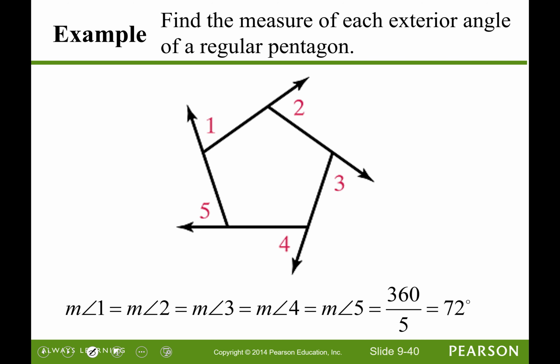Welcome back. If you came up with 72 degrees, you got it right. All of these angles add to 360. That's where this comes from. This is a regular pentagon, so all of those angles are congruent. So we can divide by 5, and we get 72 degrees, which means angle 2 measures 72 degrees, as well as angles 1, 3, 4, and 5.